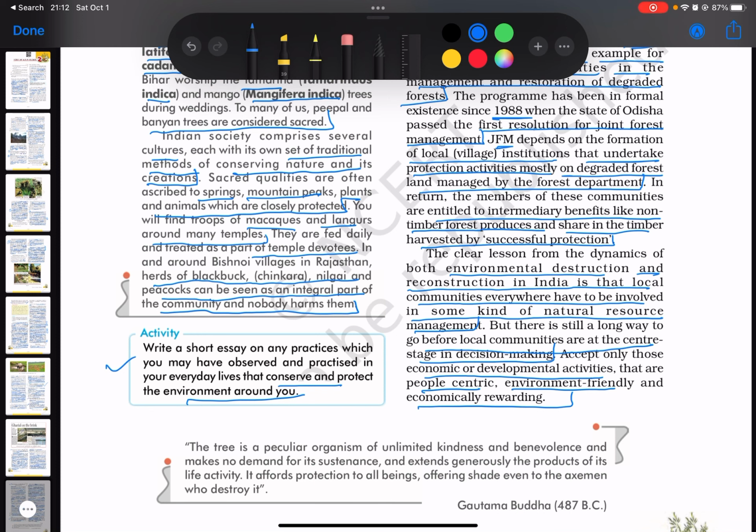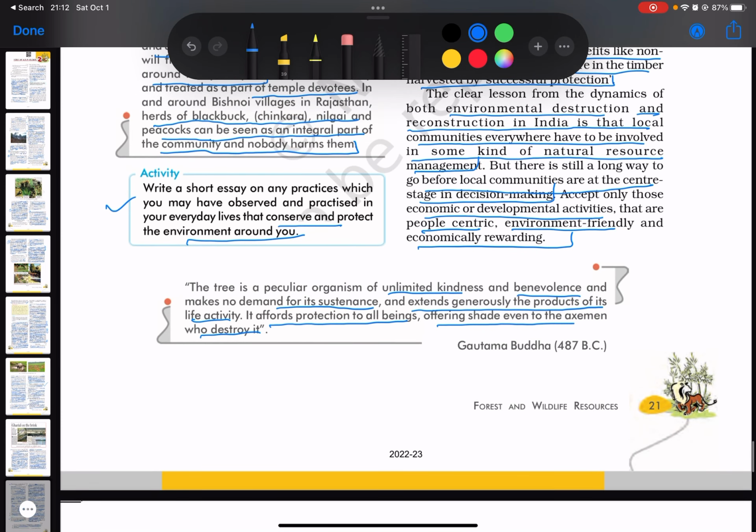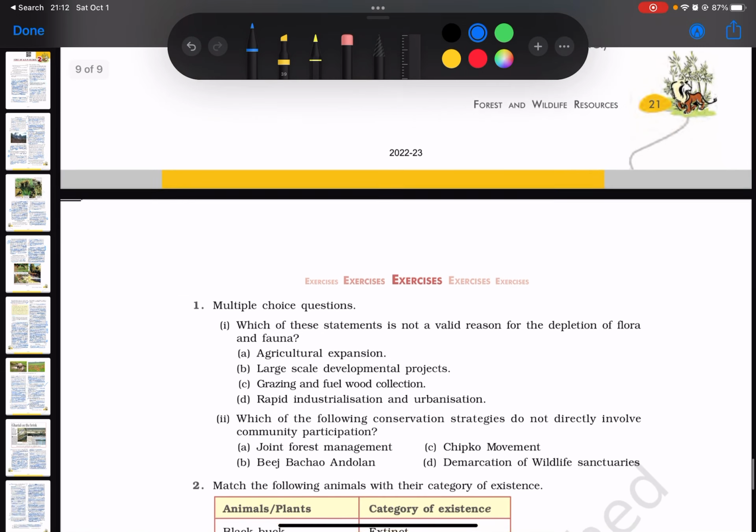Now, here is a quote from Gautam Buddha: the tree is a peculiar organism of unlimited kindness and benevolence and makes no demand for its sustenance and extends generously the products of its life activity. It affords protection to all beings, offering shade even to the axe men who destroy it. And that brings us to the end of this chapter.